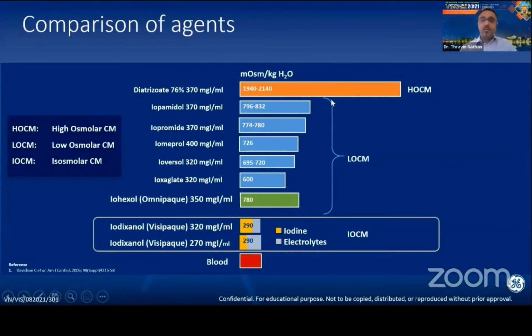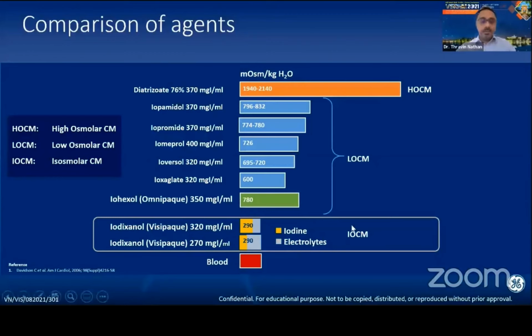Moving down, you have the group of agents which are classified as low osmolar contrast media agents. Now, I'd like to point out, these are all commonly used agents, but it is important to also be aware and understand that although they are called low osmolar contrast media agents, their osmolarity is still in fact higher than that of blood. They're classified as low osmolar contrast media agents because their osmolarity is indeed lower than the historically used high osmolar contrast media agents.